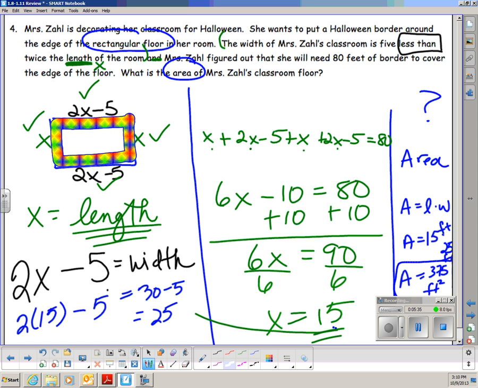Think about the floor in our classroom. It's made up of squares. Area is the space being filled up. Final answer is 375 square feet.